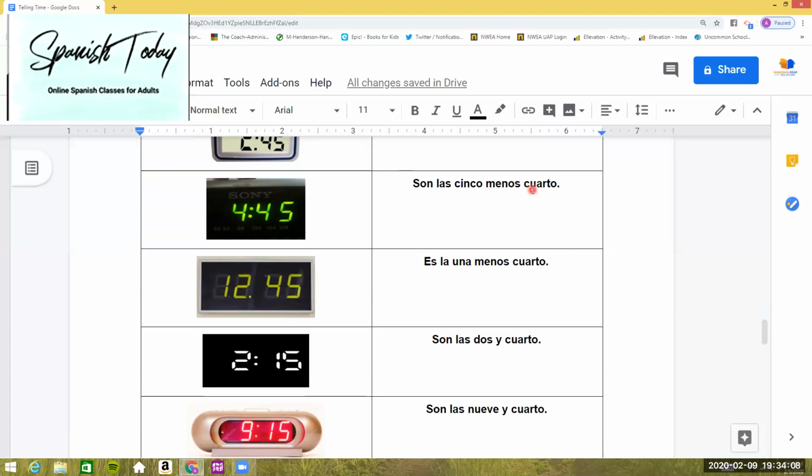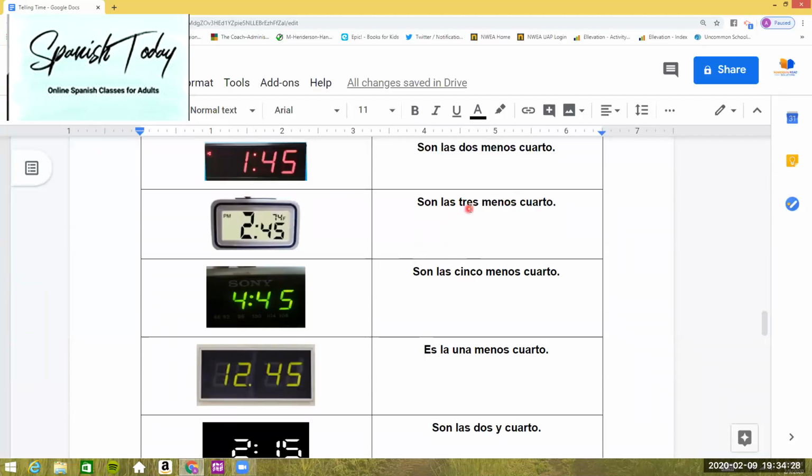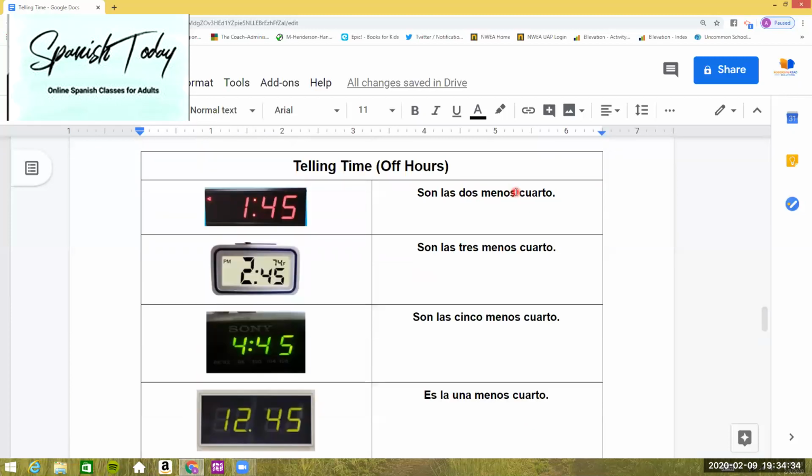And as you're making your sticky notes or your note cards with the information on it to help you memorize the structure of telling time, you can put in these sentence stems because we're just changing the number. Son las 5 menos cuarto. Son las 3 menos cuarto. Son las 2 menos cuarto. You see? So it's a pattern.